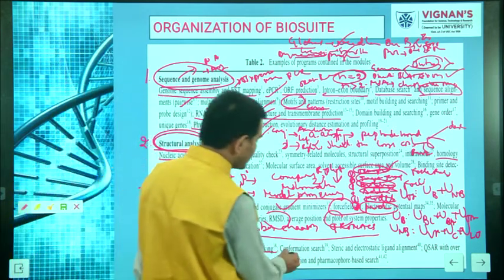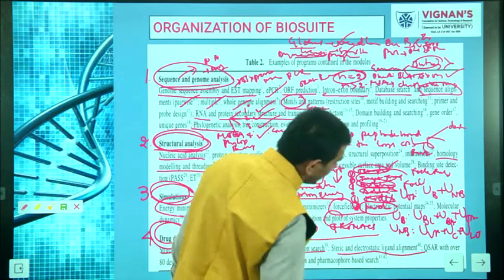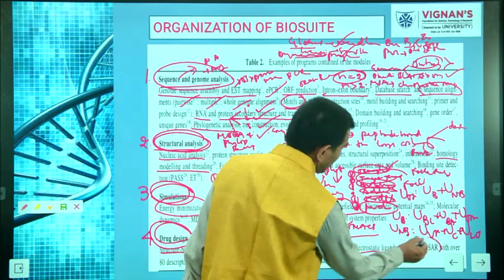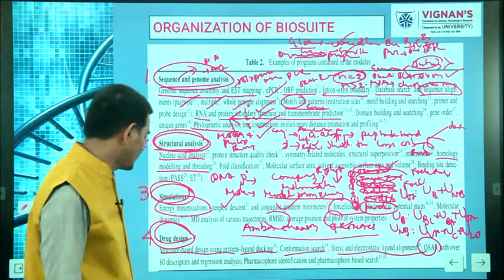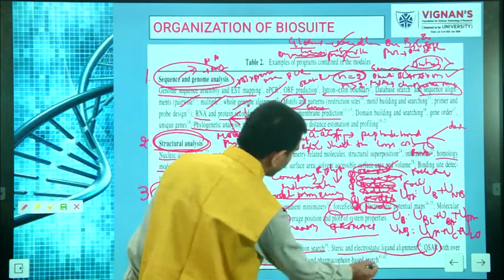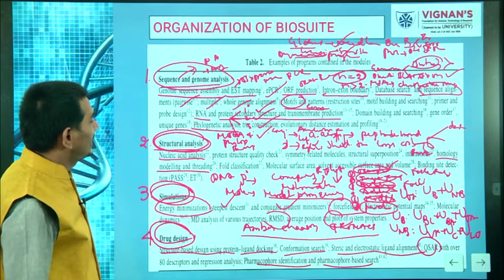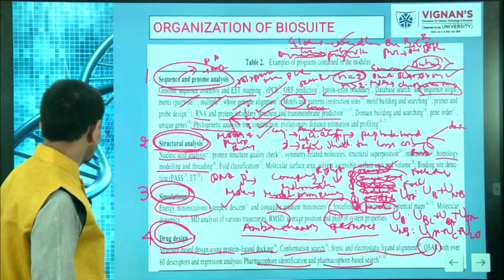And conformation search, steric and electrostatic ligand alignment, and QSAR studies, quantitative structure activity relationship studies, and then pharmacophore identification and then pharmacophore based search. So, these are the four important modules of the so called Biosuite.